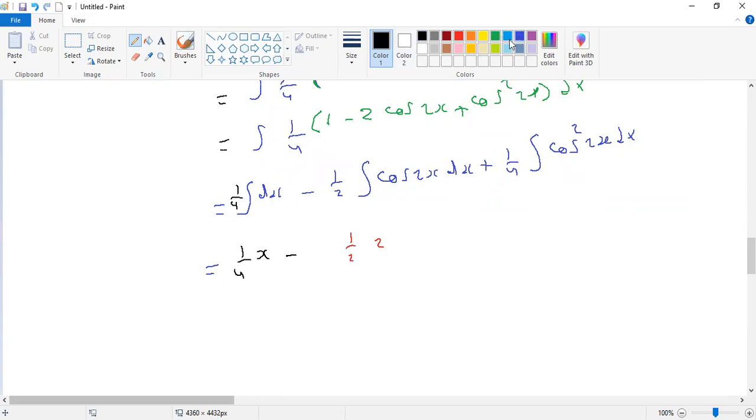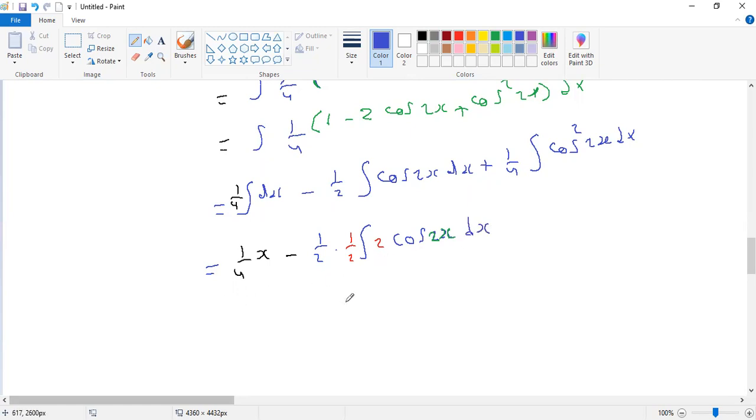So what I have now is half, and I have to multiply by the right color, cosine 2x. Look at what the derivative of 2x is. The derivative of 2x is 2. Now I multiply by 2 and divide by 2. Before the integral I have 1 over 2. So now this 2 with the half is 1. This is still the same step.